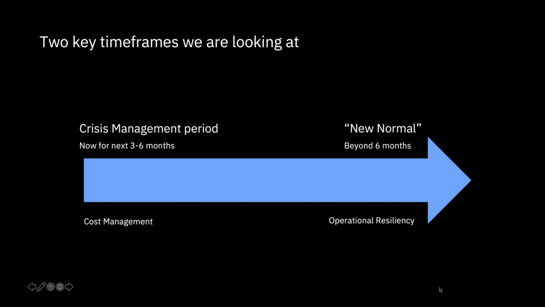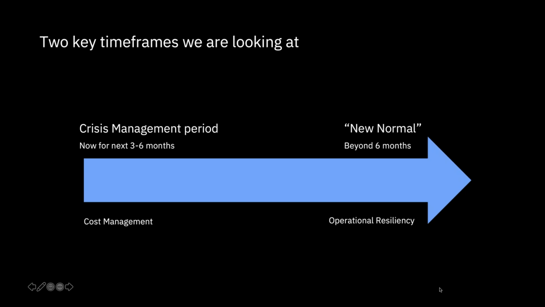But beyond 6 months, we view this situation that we're in right now as one of these inflection points in how business gets done, right? We feel like this is going to drive people to want to do a lot more through a digital route, more things through software as a service. And the main theme that we anticipate is going to be around what we're calling operational resiliency.